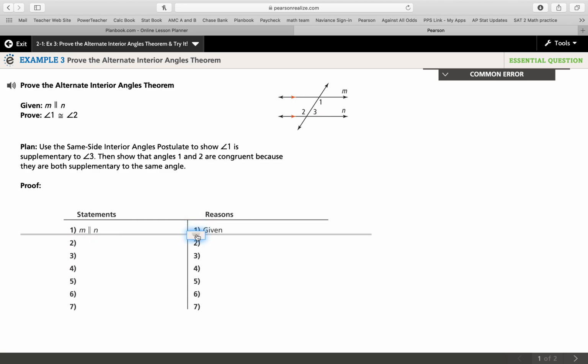So we'll start with the given. The given is that M is parallel to N, because that is the given in the actual theorem.